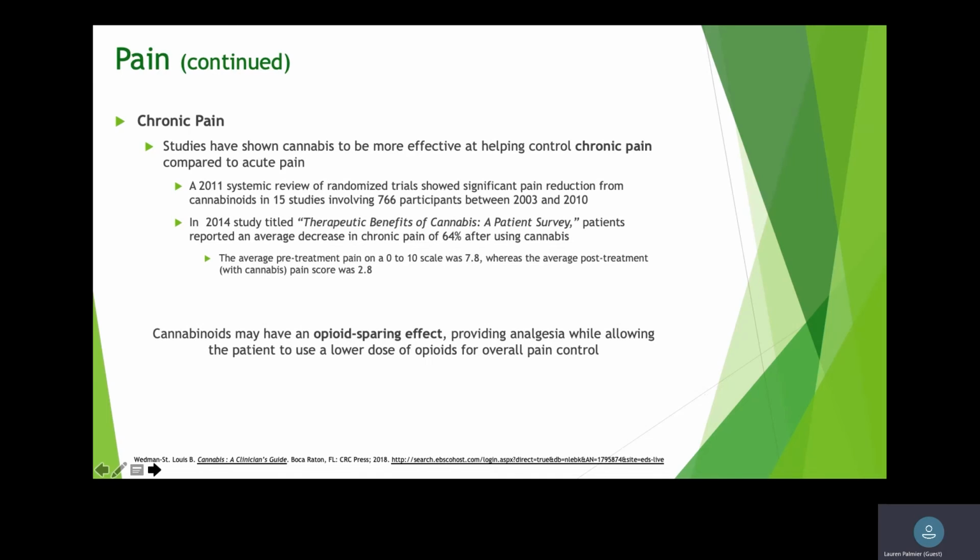So when we talk about chronic pain, especially in patients that are using opioids, it's thought that cannabinoids may have an opioid-sparing effect, providing analgesia while allowing patients the opportunity to use a lower dose of opioids for overall pain control. So this is really important when we're thinking about those accidental overdoses with opioids and just the dangerous doses that we sometimes see with patients.